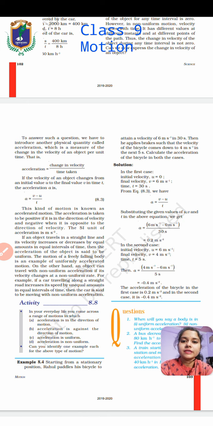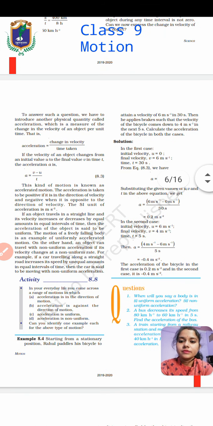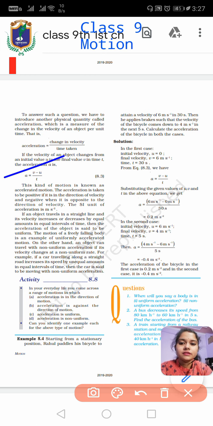If we use the displacement, then the change in velocity is final velocity minus initial velocity. That means what will be the acceleration? Final velocity minus initial velocity divided by time taken. That is acceleration. A is denoted for acceleration, and A is final velocity minus initial velocity divided by total time taken. Okay, have you understood?